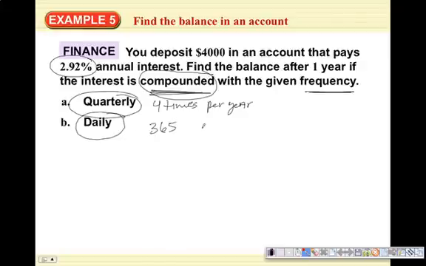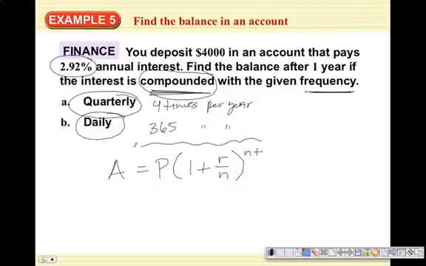365 times per year. Okay? That's key in knowing that. Now here's the formula you have to know. A equals P times (1 plus R divided by N) to the NT power. This is a semi-complicated formula you have to memorize. I'm not gonna write this up on the board for you come test time. Okay?